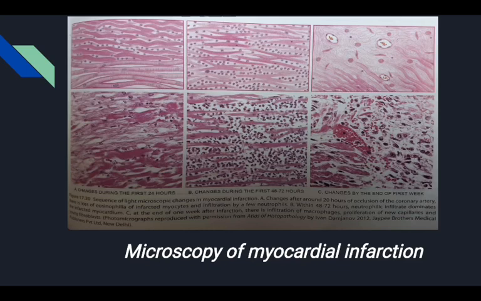These photomicrographs demonstrate the sequential microscopic changes from coagulative necrosis to inflammation to macrophage infiltration, granulation tissue formation, and finally fibrosis. In conclusion, morphology helps us understand disease progression and correlates clinical findings with pathological changes. Recognizing both gross and microscopic features is essential for diagnosis and management.